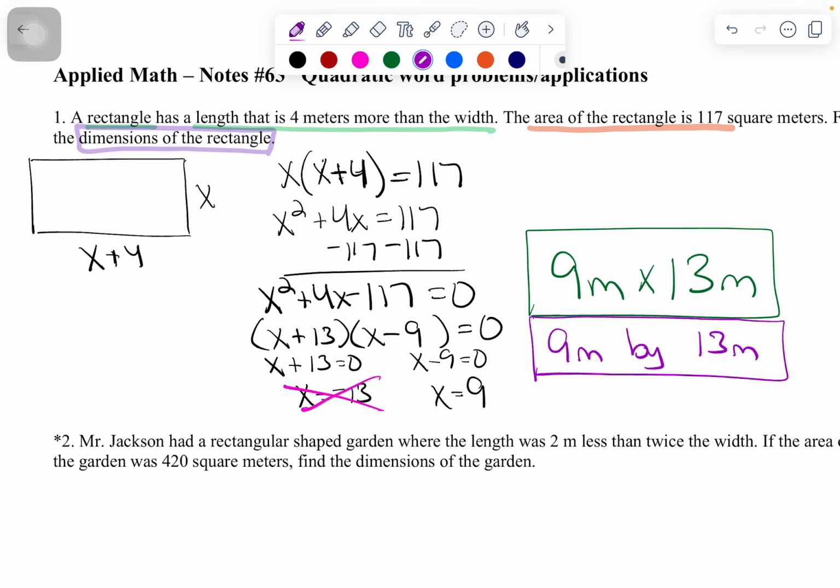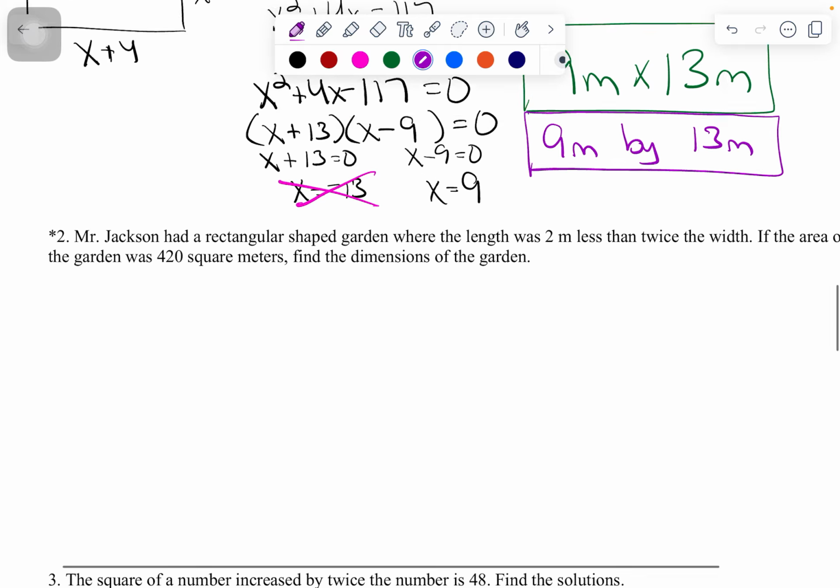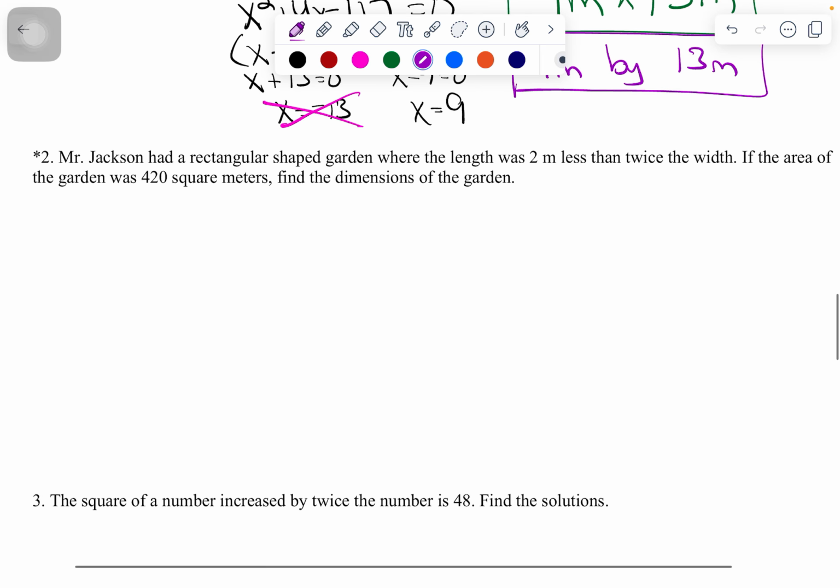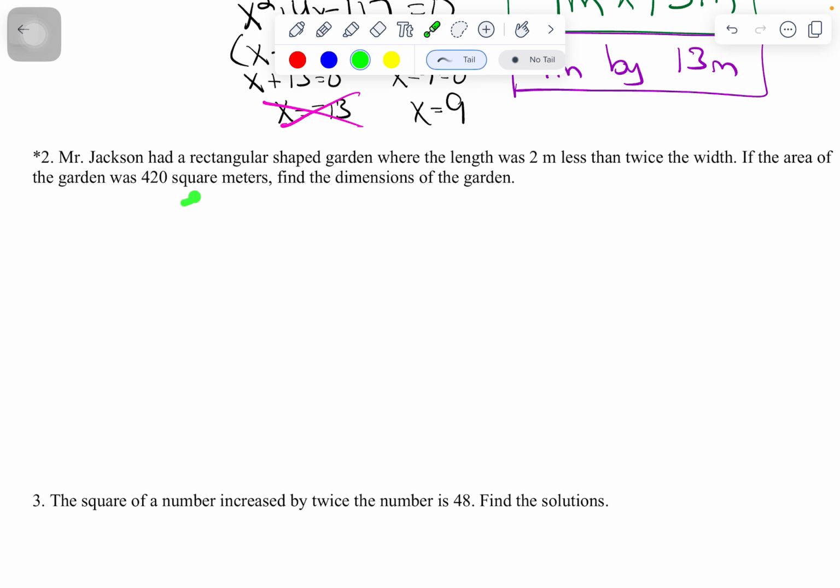I probably should have put a little asterisk there for a calculator. I did not, my apologies. Number two, I absolutely did put an asterisk, mostly because as soon as I saw this area of 420, I was like, probably a calculator problem.